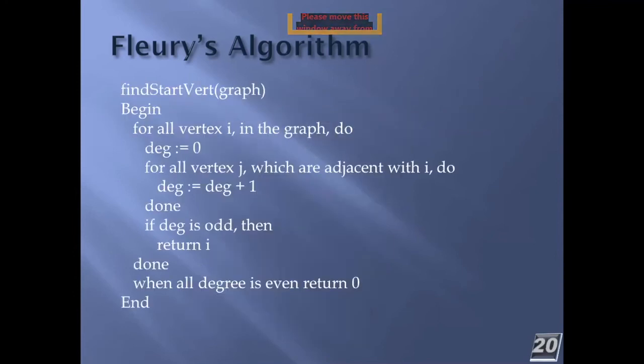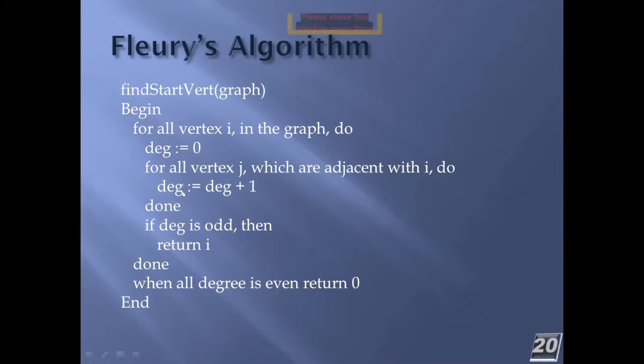Now I will discuss the algorithm. This part is for finding the starting vertex to start Fleury's algorithm. At first I call a function from the main function. I traverse every vertex, denoted by i, in the graph, and initially the variable deg, which means degree, is initialized with 0.